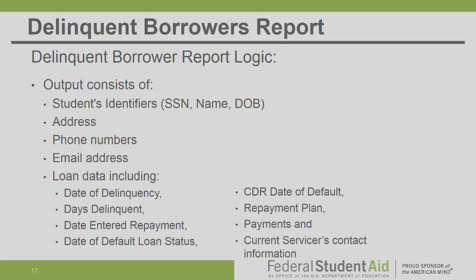The delinquent borrowers report does include the student identifiers and contact information, and then at a loan level also includes the date of delinquency, the calculation of the number of days, date of repayment, defaulted loan status, and some other information that's useful.